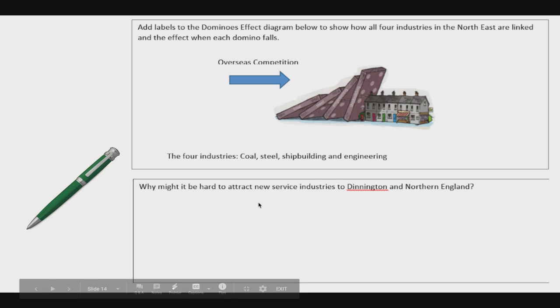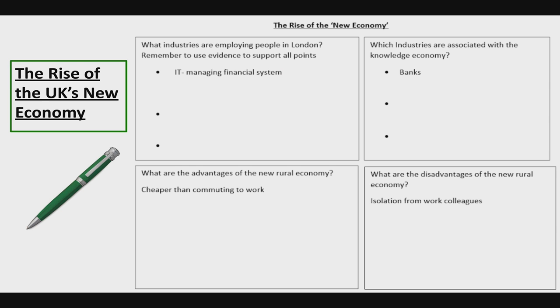So, thinking about the present day then, why is it difficult to attract service industries to Dinnington and other parts of northern England? Well, let's have a think about what some of those service industries are. If people don't have highly paid employment, are they likely to be going out to loads of bars and restaurants and going to the cinema and going to the theatre? Probably not. If you wanted to attract services that rely on other people having income, then it is really, really difficult to do that when people are on average low paid.